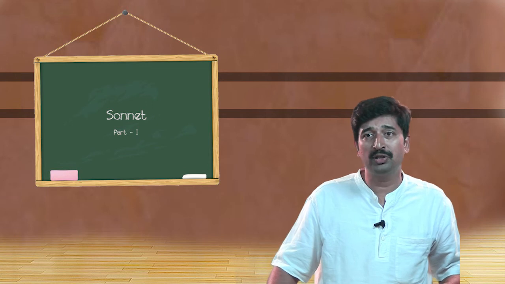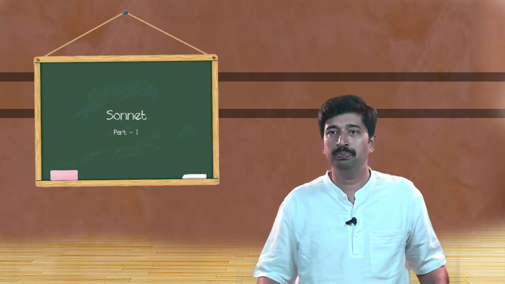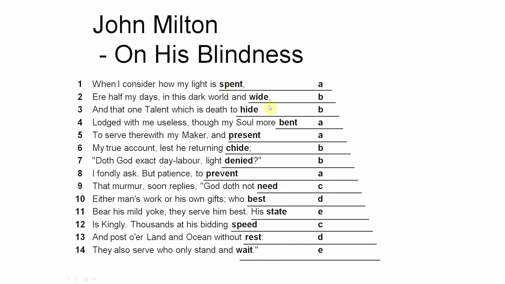Let's look into the rhyme scheme. Spent, wide, hide, bent, present, chide, denied, prevent, need, best, state, speed, rest, wait. Now what's happening here? You have not a couplet here, not a quatrain here. You have a different setup. Let's look into it first.